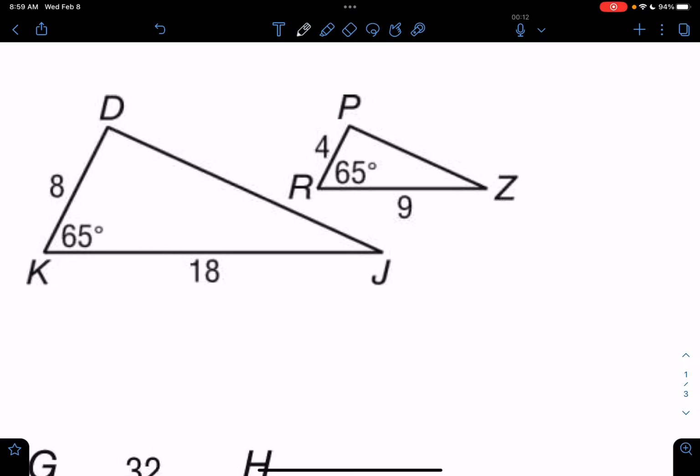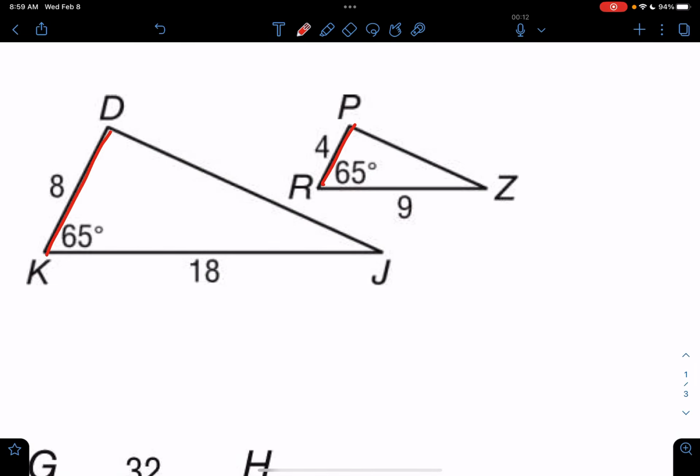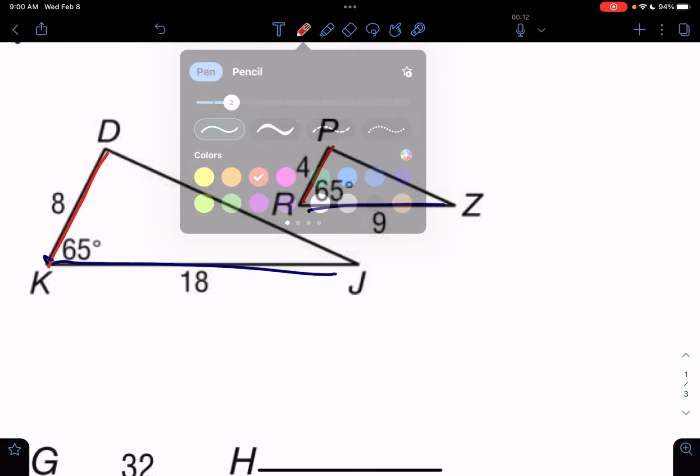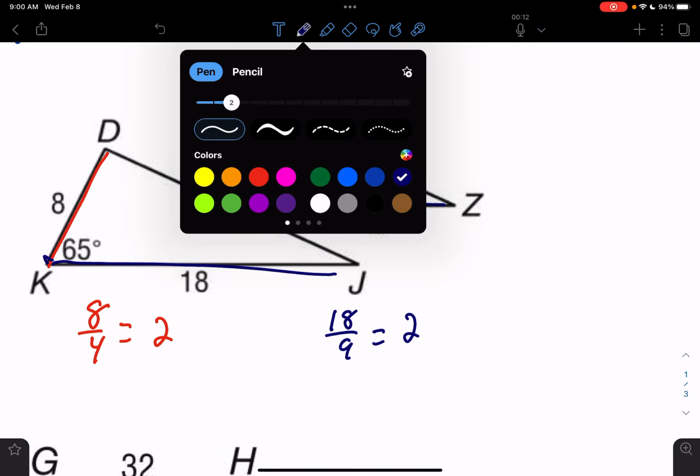So I will say that side is to this other side, just like that side is to this other side. And we check and we say, okay, 8 is to 4, and 8 divided by 4 is 2. Just like 18 is to 9. 18 divided by 9 is 2. So we can see it holds. So I will say, yes, these two triangles are similar.